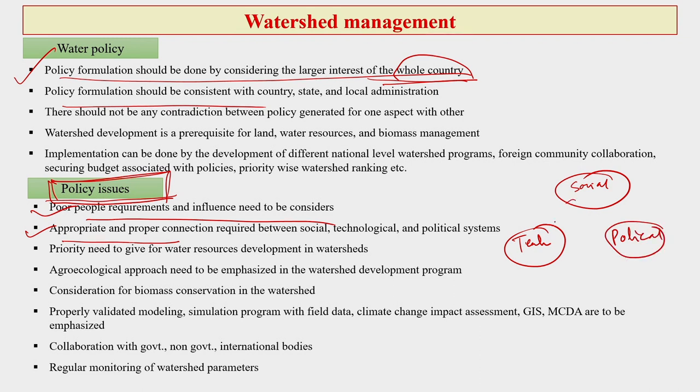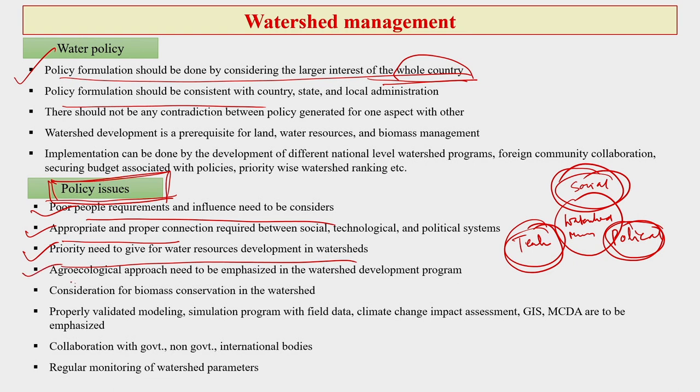So if these three work in a proper manner, then you will see that your watershed management will work the way you want it to work. So the interaction and coordination between the social, technological and political aspects of watershed management need to be taken care of. Priority needs to be given for water resources development in watershed, there is no doubt.